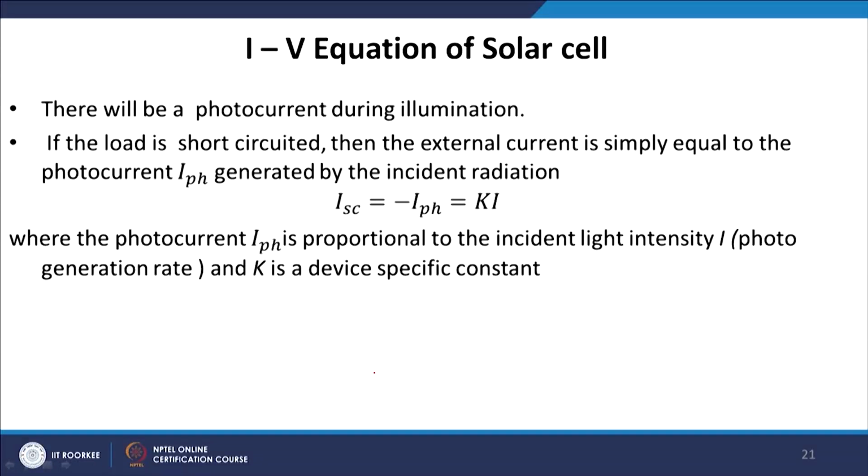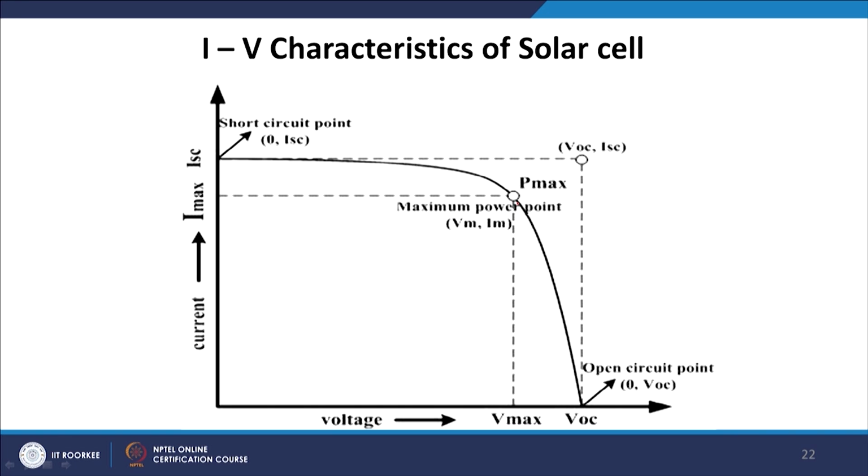Now, there will be a photocurrent during illumination. If the load is short circuited, then the external current is simply equal to the photocurrent I_ph generated by the incident radiation. So, I short circuit is equal to minus the photocurrent, and that is proportional to the intensity: I_ph = K I, where I is the incident light intensity, the photogeneration rate, and K is the device specific constant. So, if we plot the IV characteristics of a solar cell, it looks like this.